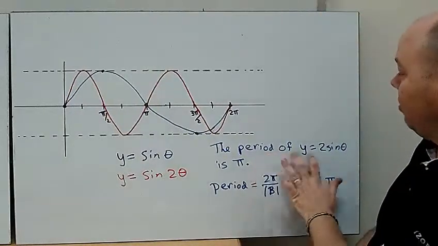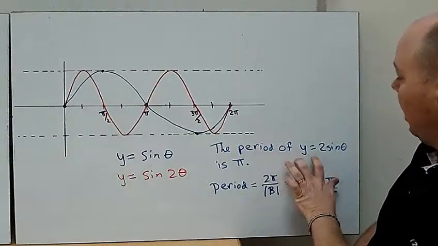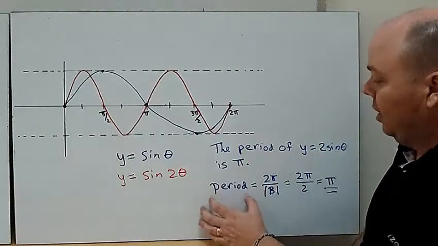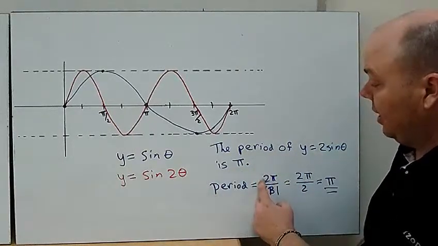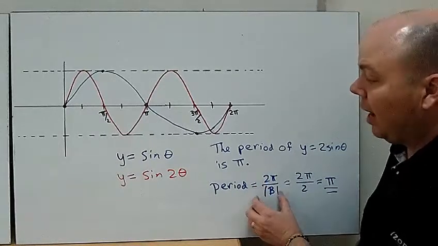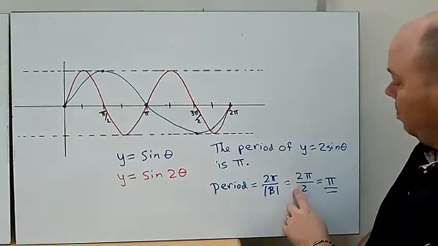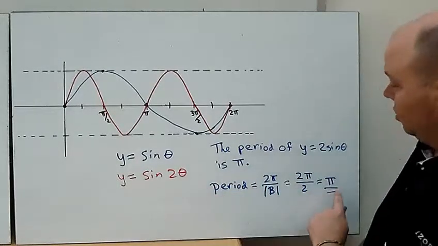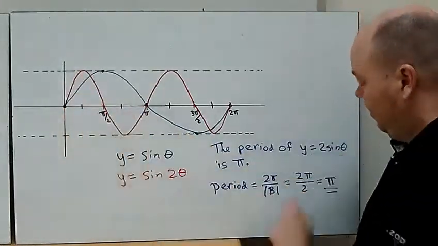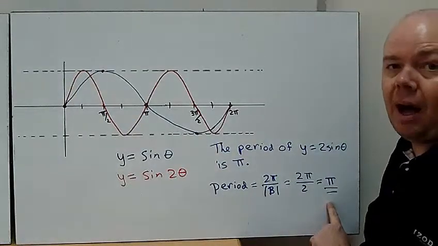Okay? The period of y equals sine 2 theta is pi. The period can be found by finding 2 pi divided by the absolute value of b. So it's 2 pi over 2. So the period of the red graph is pi.